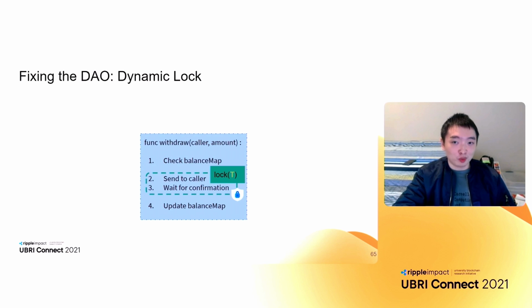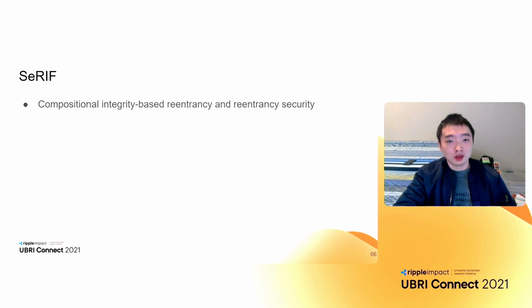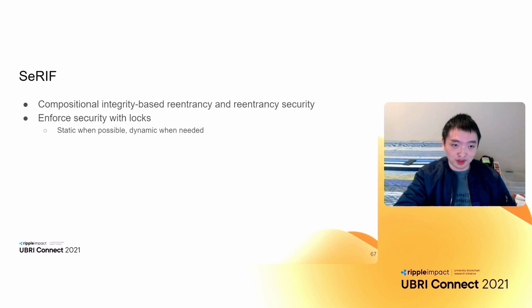So you can see with the help of locks, we get a secure DAO. This result was published earlier this year at OOPSLA, where we designed a core calculus called SCIF. It defines compositional integrity-based reentrancy and also reentrancy security. It enforces reentrancy security with locks. It puts static locks when possible, dynamic locks when needed. And in the paper, we also implemented a prototype type checker as a proof of concept.